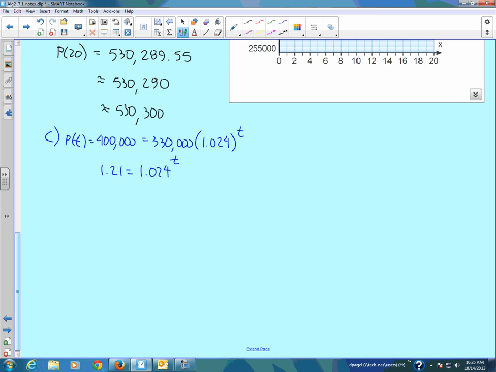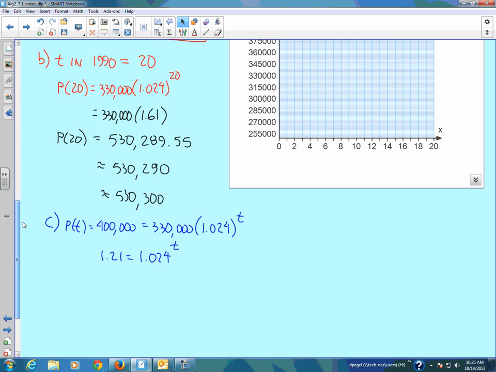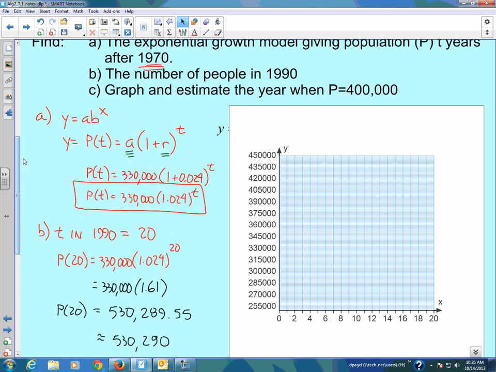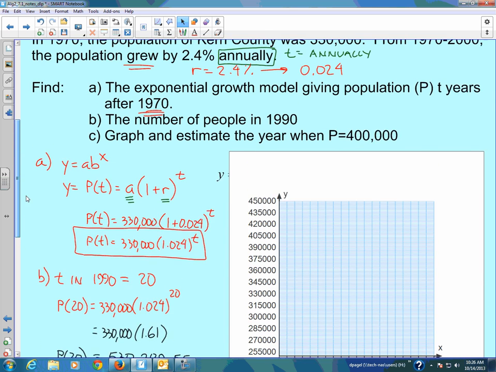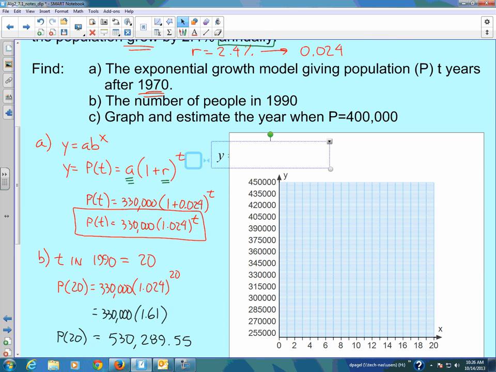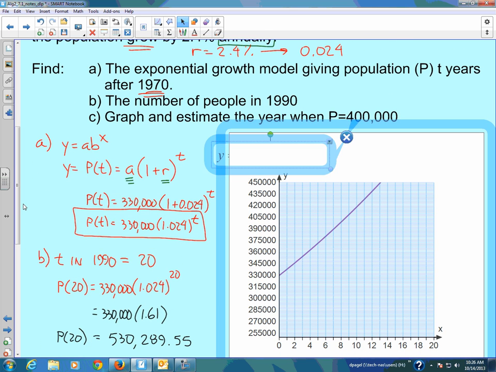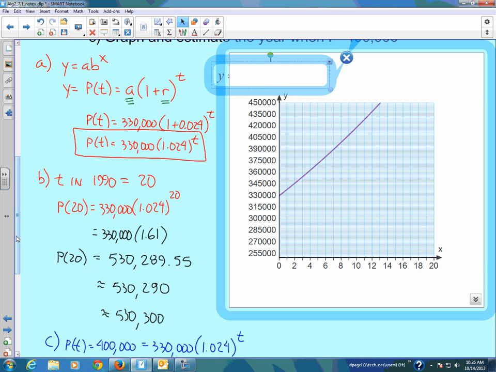Then I guess I could do a little trial and error, start plugging in values of T into my calculator and see what happens. Or we can graph this function and then use the graph to estimate the year that the population will be 400,000. So let's do that. I have the equation right here, so kind of cheating a little bit, but there's my graph. It doesn't look exponential just because of the scaling I had to do, but it actually is curving right there.